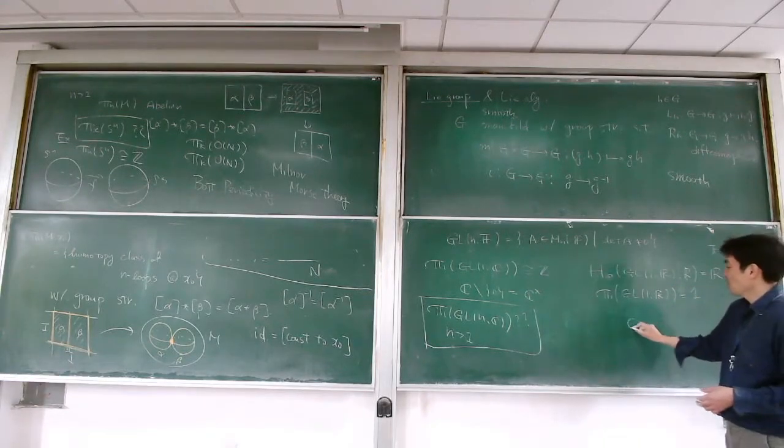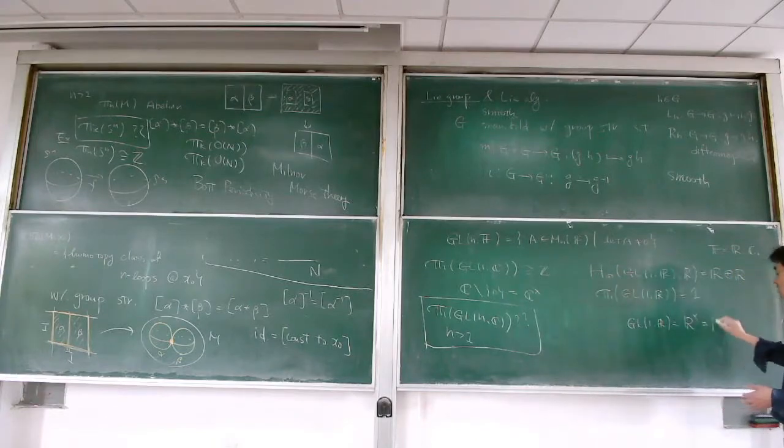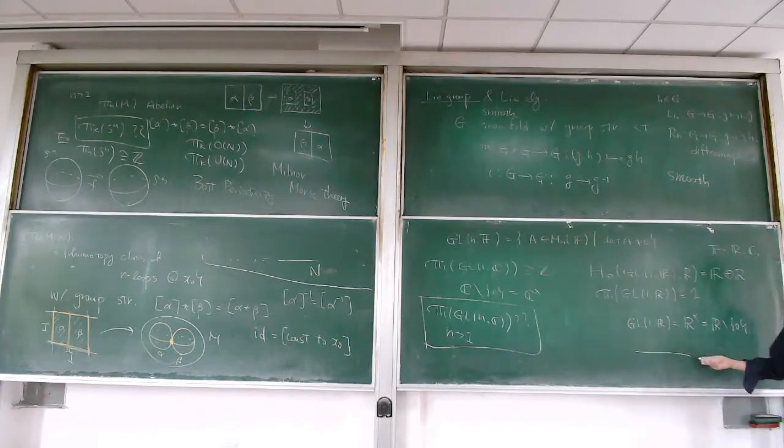So GL1R is again R, with the origin removed. Connected components, two components, so that will give R plus R. And you have to pick a base point to compute the fundamental group. You can pick the base point in one component or the other component, whichever you want. It's contractible, so it's trivial. It's a manifold, so one can compute any homology group, fundamental group, and so on.